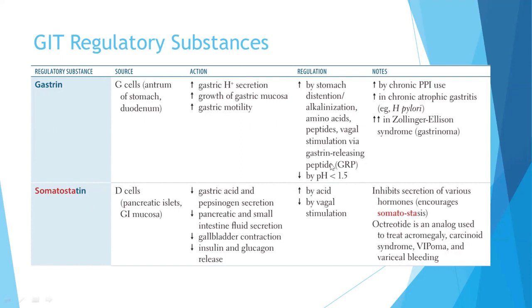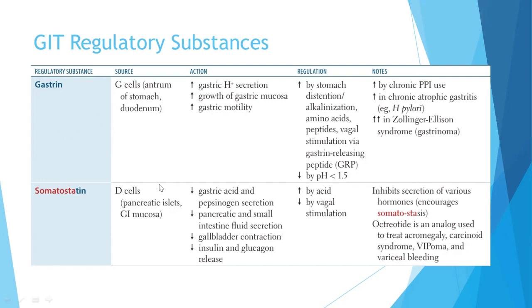Now, these actions and regulation are very, very important. The regulation is that when there is stomach distension or alkalinization, the gastrin secretion is increased. When the pH is less than 1.5, the gastrin secretion is decreased. We also need to know that with chronic PPI use, there is increase in the gastrin secretion. In H. pylori infection, there is increase in the gastrin secretion, and also in case of gastrinoma, there is increase in the gastrin secretion.